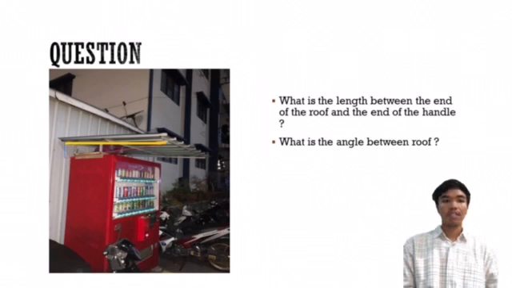We'll be presenting the calculation for our findings. We use a zinc roof for the vending machine to show that we understand the concept. From the picture, we can see that the concept of trigonometry was used to find the length between the end of the roof and the end of the handle, and to find the angle of the roof. The concept of trigonometry can be used if the triangle is a right angle triangle. Let's see how we calculate the length and the angle.